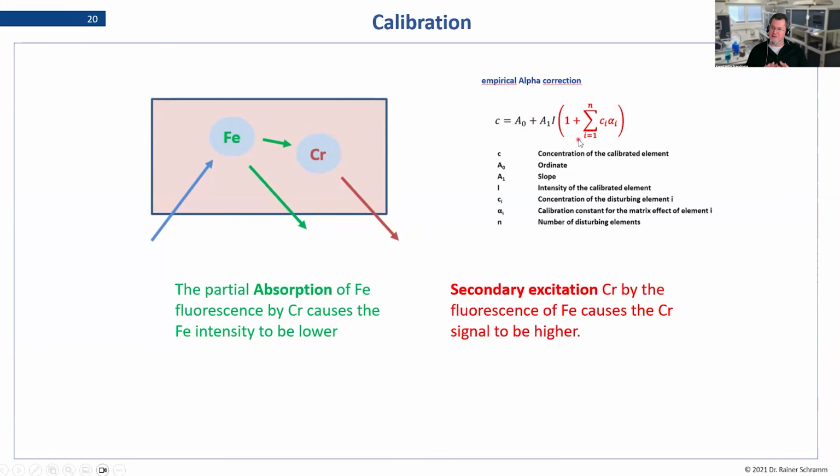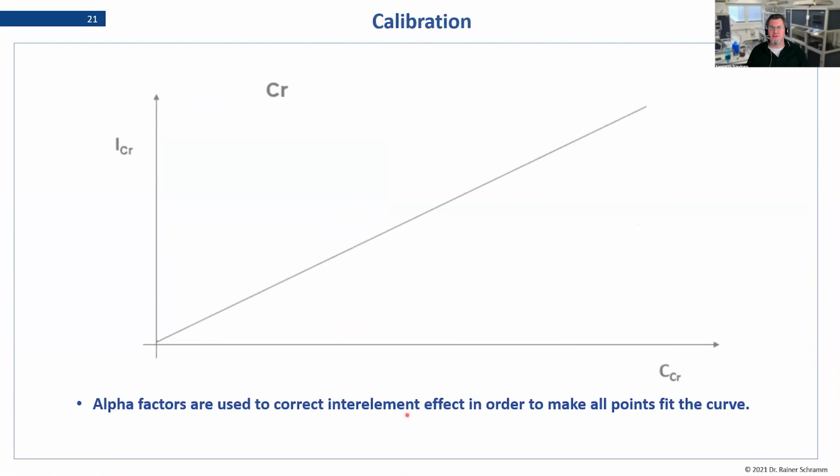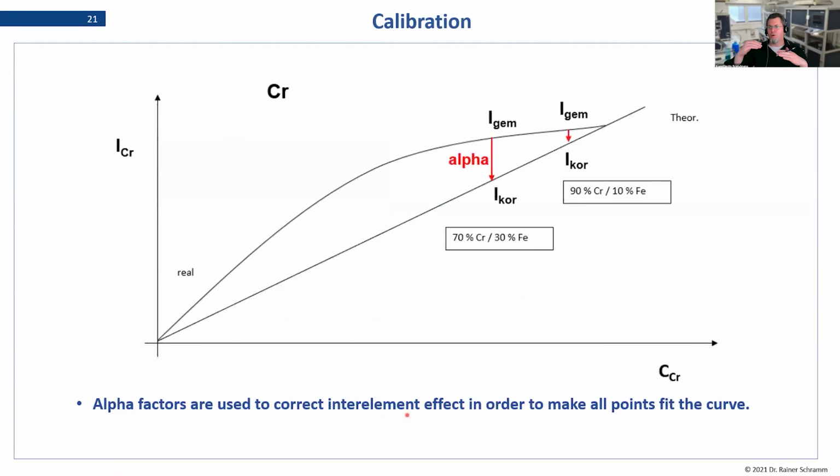And I don't want to go too much into the details on how this is calculated. You can find the formulas usually in the manual of your software, it's all there. The interesting part is we use these alpha correctors. We calculate them using our sample set where we know the concentration of both. We calculate the alpha factors, and they kind of bend the curve into the right position. So in this case, the chromium signal will be corrected based on the concentration of iron.